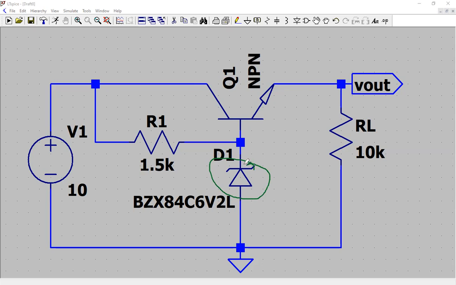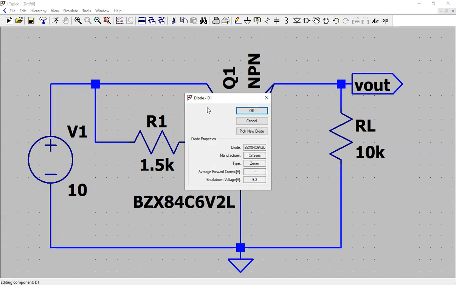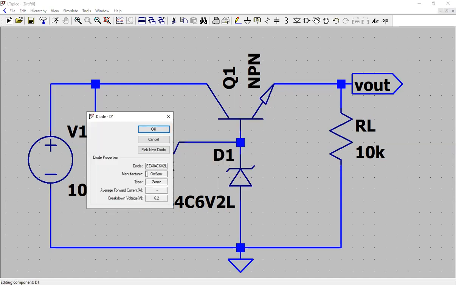And the name of the model is BZX846. So let's right click here and see the properties of this diode. So we see that we have selected this diode from the onsemi manufacturer. It is Zener, and its breakdown voltage is 6.2 volt.